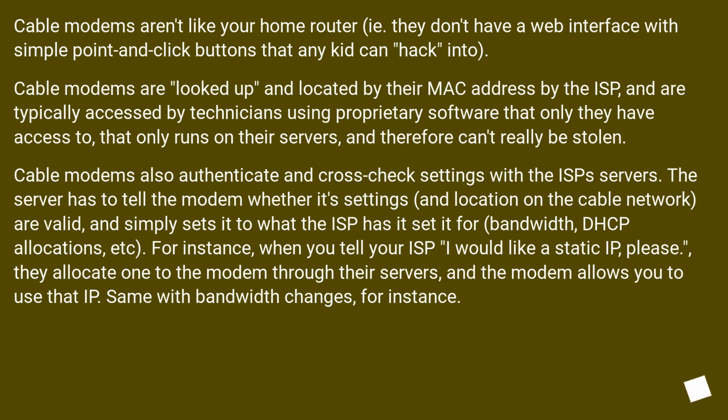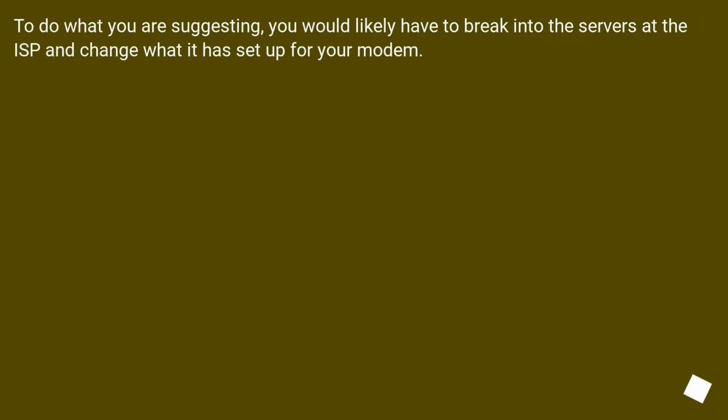Cable modems also authenticate and cross-check settings with the ISP servers. The server has to tell the modem whether its settings and location on the cable network are valid, and simply sets it to what the ISP has it set for: bandwidth, DHCP allocations, etc. For instance, when you tell your ISP, "I would like a static IP, please," they allocate one to the modem through their servers, and the modem allows you to use that IP. Same with bandwidth changes. To do what you are suggesting, you would likely have to break into the servers at the ISP and change what it has set up for your modem.